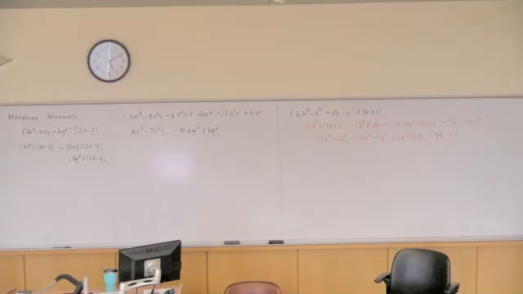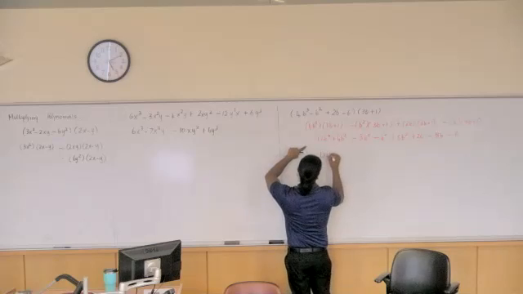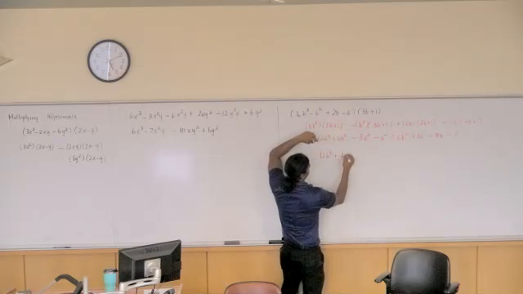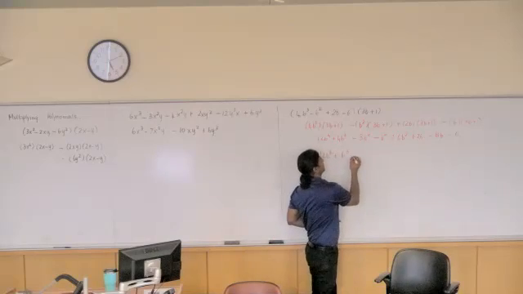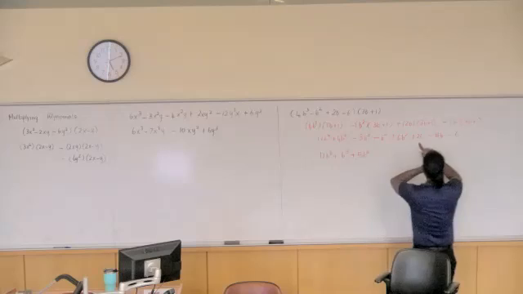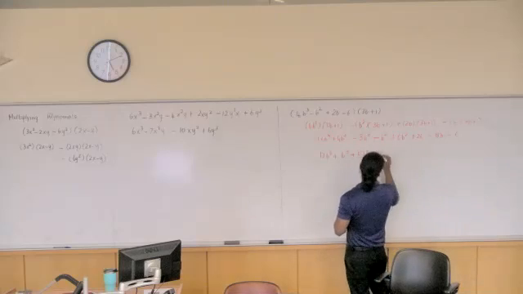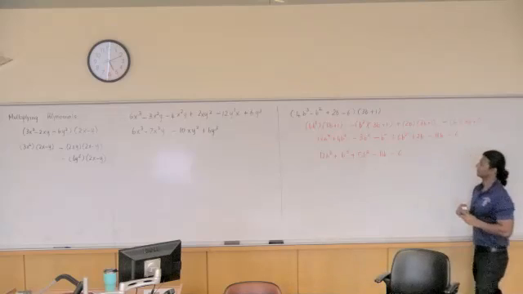What is the next step? Combine like terms. So 12b raised 4. 4b cubed minus 3b cubed, b cubed. 6b squared minus b squared, 5b squared. 2b minus 18b, minus 16b, and minus 6. Good.